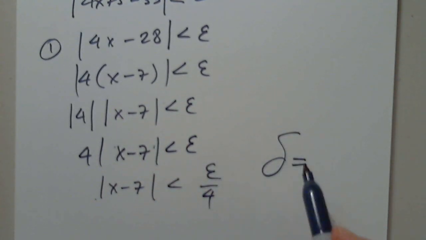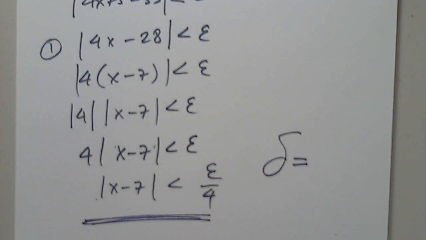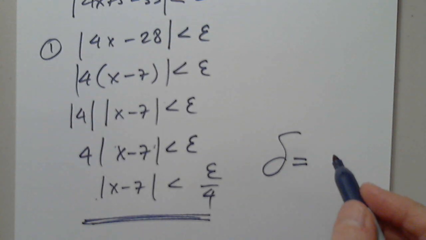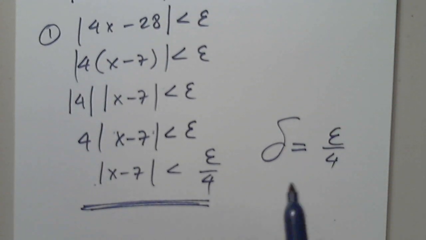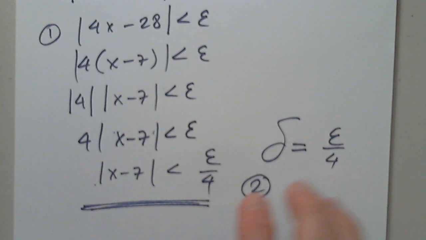Can anyone give us delta? By comparison, what could delta be? Yes, delta equals epsilon over 4. That's it. Don't forget step number 2, to say reverse. Show that delta equals epsilon over 4 works by reversing the steps from above. You don't have to write anything else. You don't have to reverse the steps. You just have to say, show that delta equals epsilon over 4 works by reversing the steps from above. That's it.